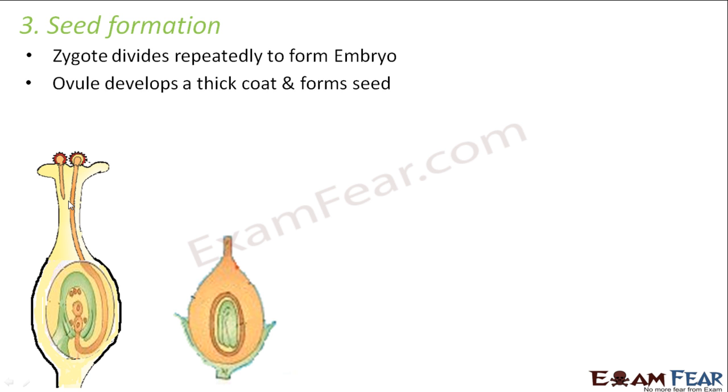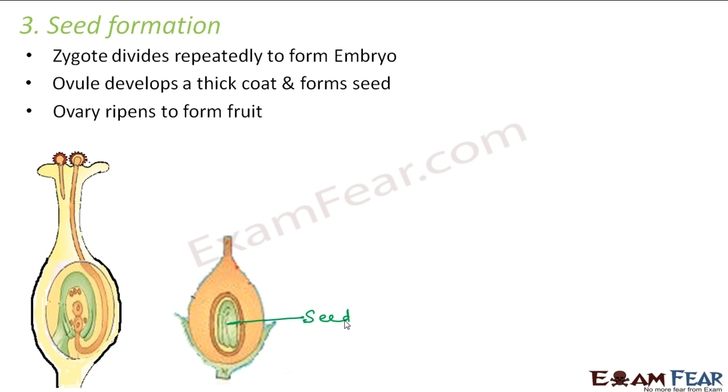And then the ovule develops a thick coat and forms the seed. So which was the ovule so far? This was the ovule. So this ovule will now become the seed. And the ovary ripens to form the fruit. So the ovary now becomes the fruit. Inside the ovary was present the ovule. So that ovule becomes the seed. So this is the seed now.